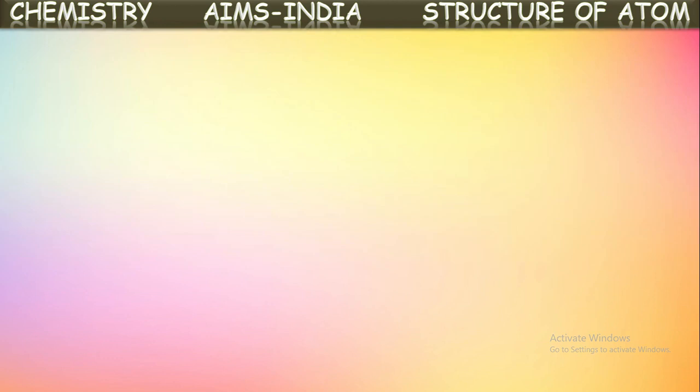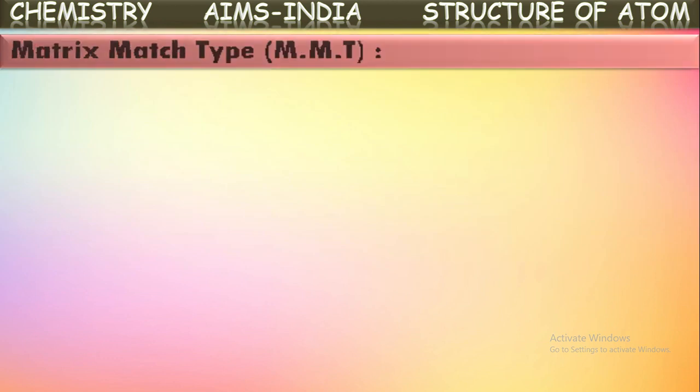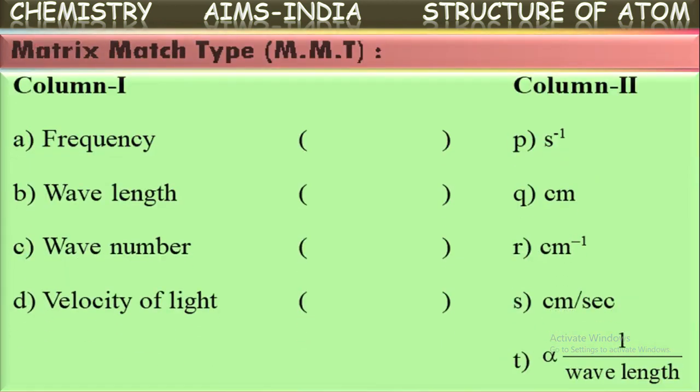Now let us see the next question. It is based upon the matrix matching type. Here two columns are given. Each item in column 1 may get one or more correct matchings from column 2. So try to match them carefully. See the first one, here they have given in column 1 certain characteristics of electromagnetic radiation, and in column 2 they have mentioned their units and some relations with other quantities.